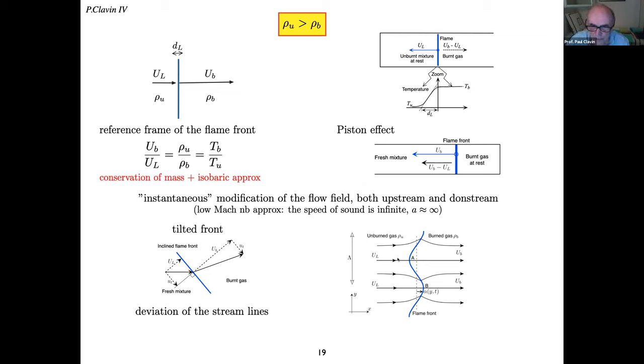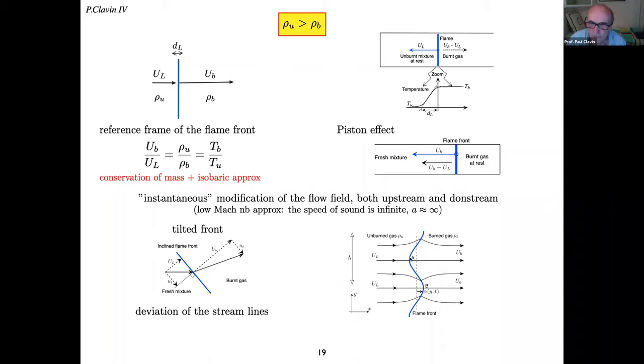The flow tube here is enlarged, so that if you consider the flow velocity, because of incompressibility, the flow velocity here is smaller than at infinity. So the flow velocity here is smaller than the laminar flame speed. And for a similar reason, the flow velocity just in the burnt gas behind A is smaller than UB.